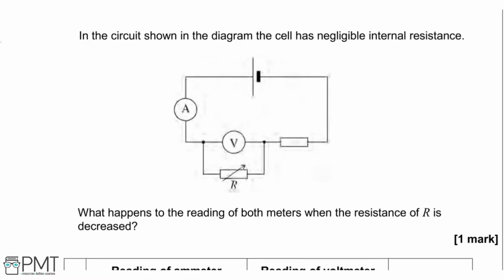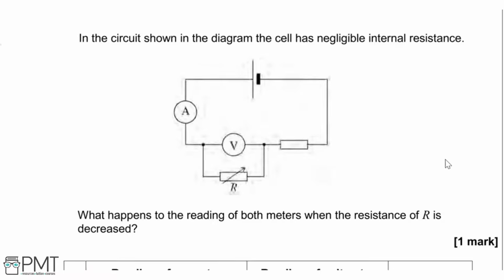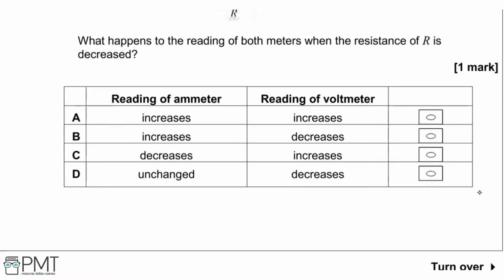So when the resistance of R is decreased, what we'll observe is that the overall resistance of this circuit should actually decrease also. Now remember, the resistance of the circuit is the ability of the circuit to restrict current. So if the resistance is going down, then the current must increase. So the ammeter reading is going to increase. What we can see from this table then is that it can't be C or D because they don't have an ammeter reading increase.